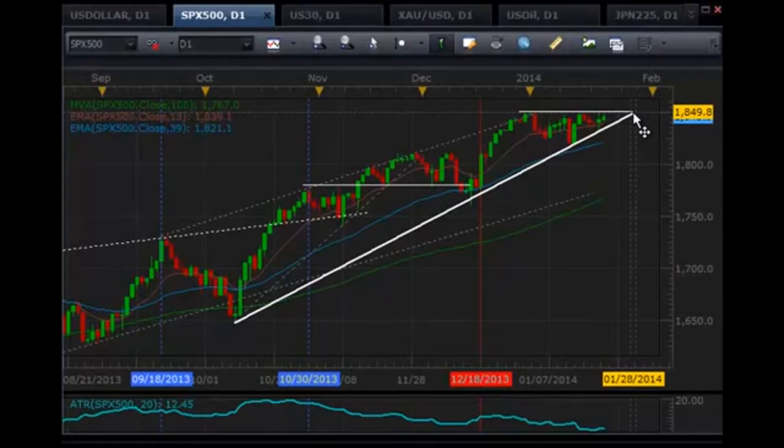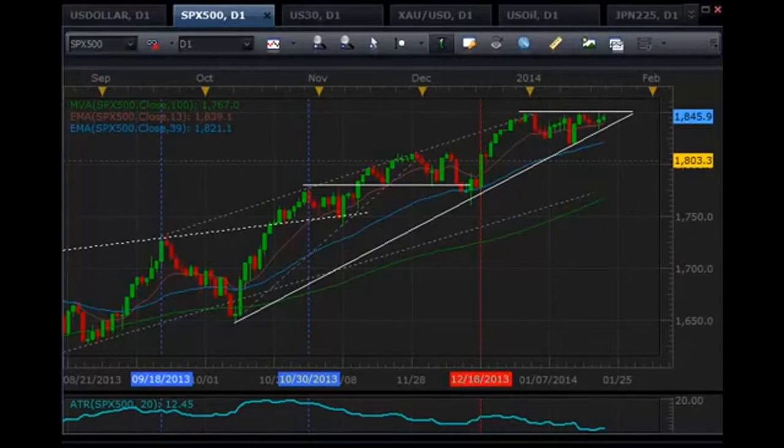We will never get there. Why will we never get there? Because, as you can see, this gets smaller and smaller and smaller as we move into this wedge. So a breakout is inevitable. That does not necessarily mean, however, that you're just going to break 1850 and all of a sudden it takes off 100 points.